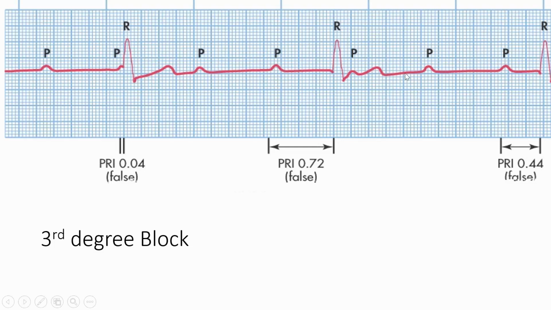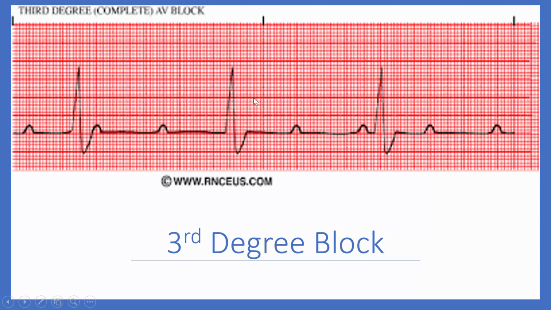Okay? So let me show you this one because this is another great one right here. Remember, if your P's and Q's don't agree, then you have third degree. So our rate right here is 30. We look at it, and currently it looks regular. And then you look for your P's, and you see, yes, I have P's, I have P's, I have P's. But they're not in relationship to anything else. It doesn't mean anything. PR intervals, I can't measure a PR interval because, again, they're not talking. There's no communication going on.